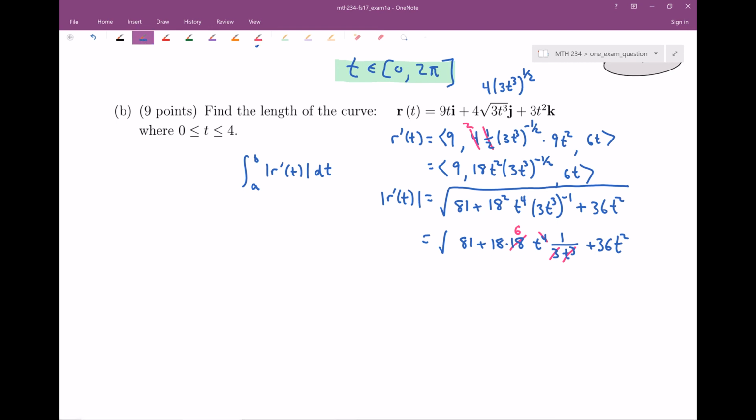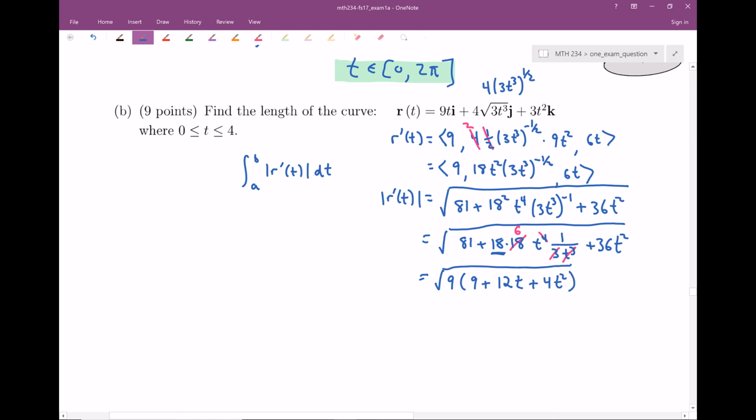So if I was to go ahead and factor out a 9 from all of these things, I have the square root of 9 times a bunch of things. So let's see, we would have 9 plus, if you factor out a 9 from maybe this 18 right here, you'd have 2 left over. And so 2 times 6 would just be 12, that's nice. And there's still just 1 t here. Plus, if you were to factor out a 9 from here, you would have 4 left over, t squared.